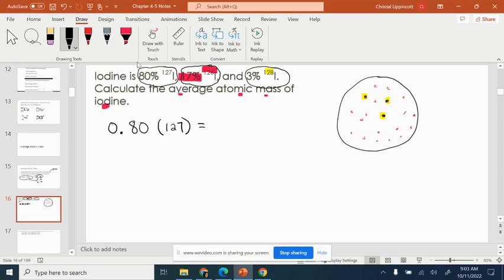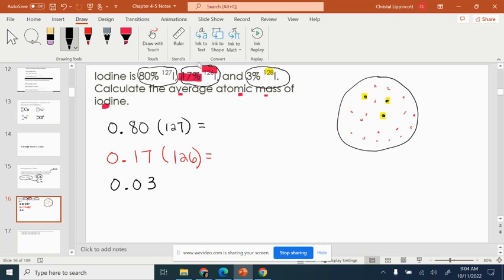Now I'm going to do the same thing with this one. 17, I just moved the decimal over 2, and I'm going to multiply that by 126. And then I'm going to take the 128 and divide that by 100. What is that? What is this divided by 100?